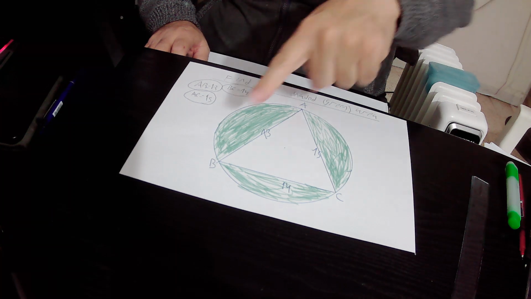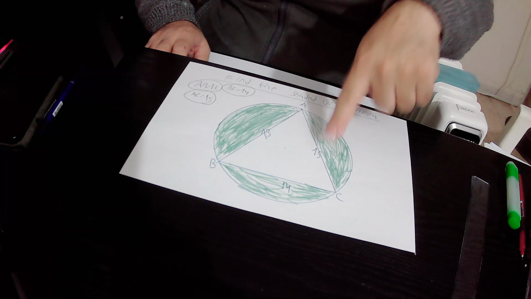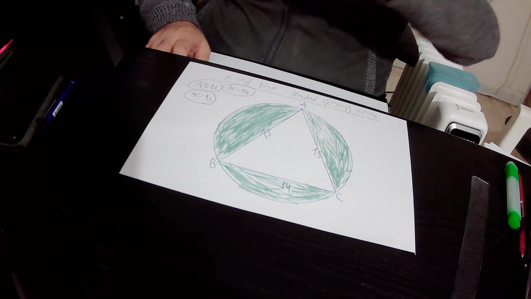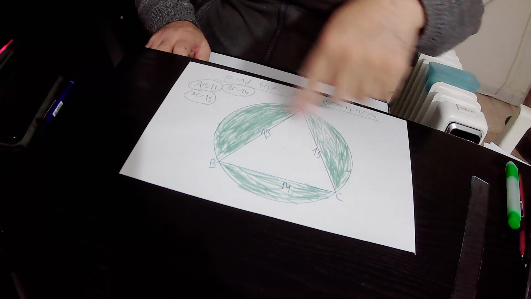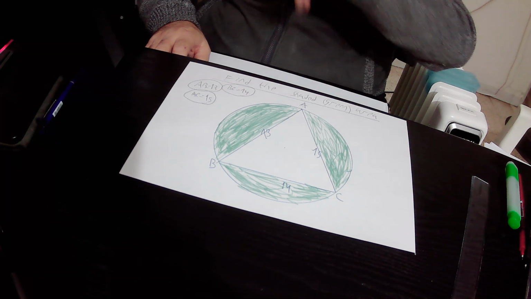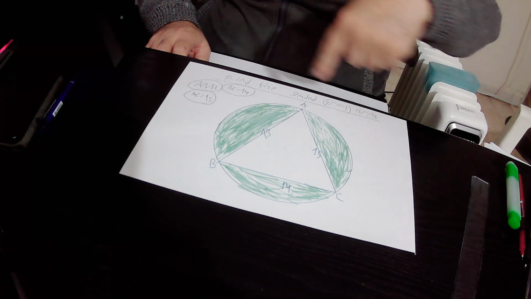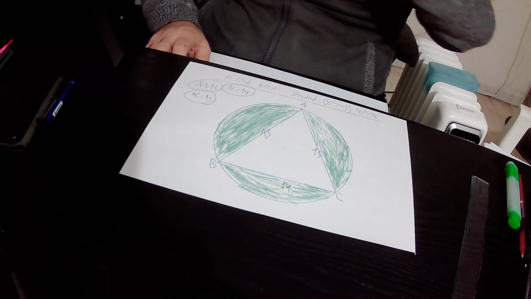We know that side AB of this triangle equals 13 units in its length, side AC equals 15 units in its length, and this side BC equals 14 units in its length. Our mission is to find the value of this shaded area. It is very clear from the drawing that the shaded area must be equal to the area of the circle minus the area of triangle ABC.